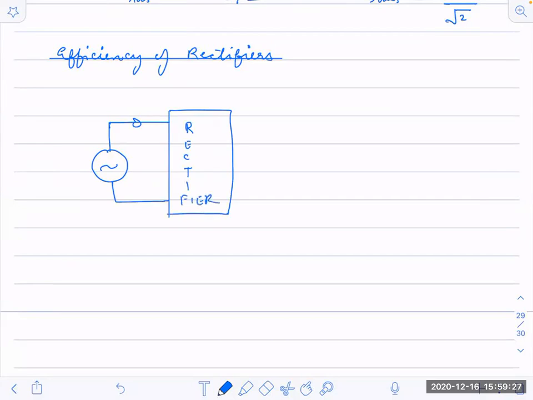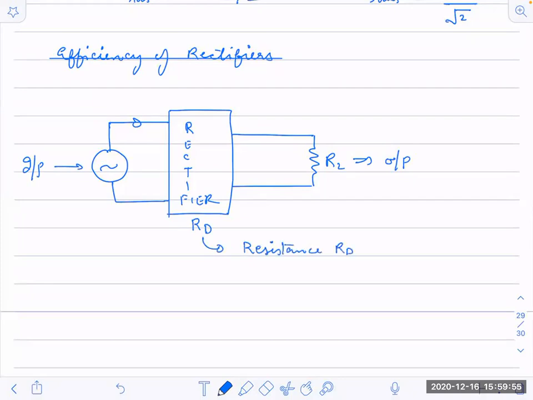We have a rectifier here, and this rectifier is connected to the load resistor. This is our output and this is our input. Is it okay? Now, this rectifier has a resistance RD. RD means resistance of a diode. A small resistance will be offered by a diode. This is the resistance of the diode, that's RD.